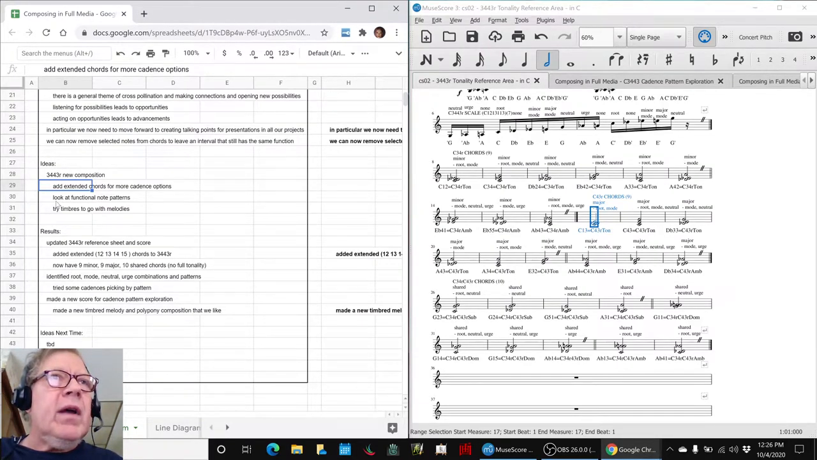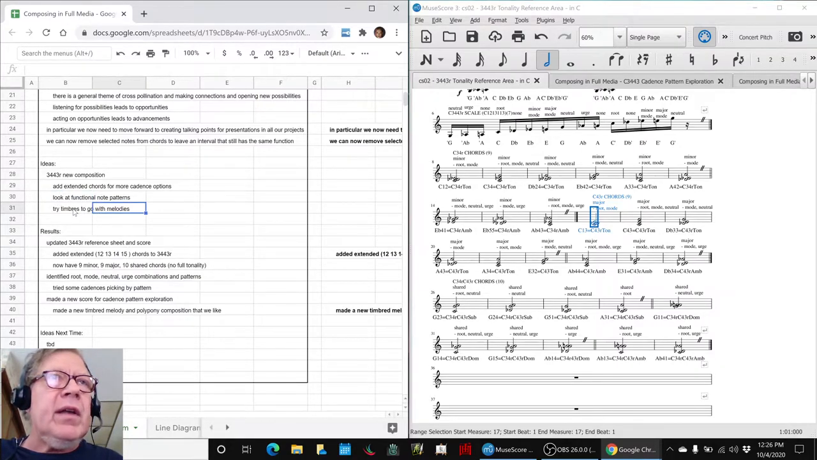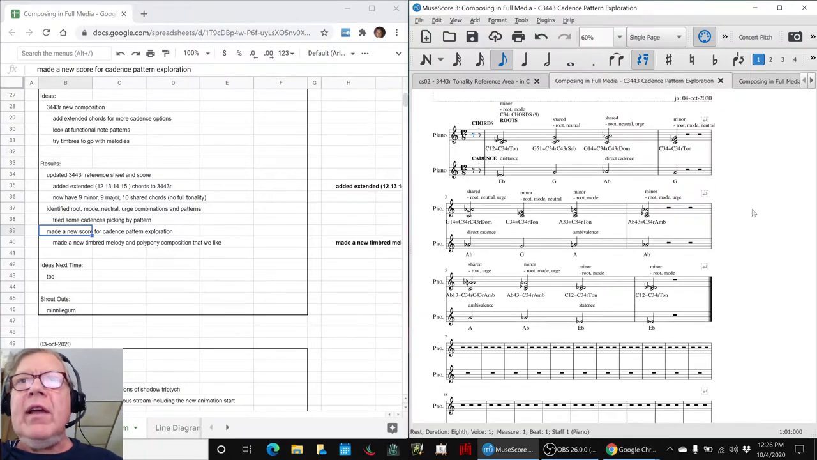So we said, why don't we look at the functional note patterns, because we had good luck with that on the piece we just completed, like what has mode, what has neutral, what has urge, and perhaps use that as a way to pick things out. So we did that. We also wanted to try some timbres. So we made a new score. We made a new score to explore all these cadences.